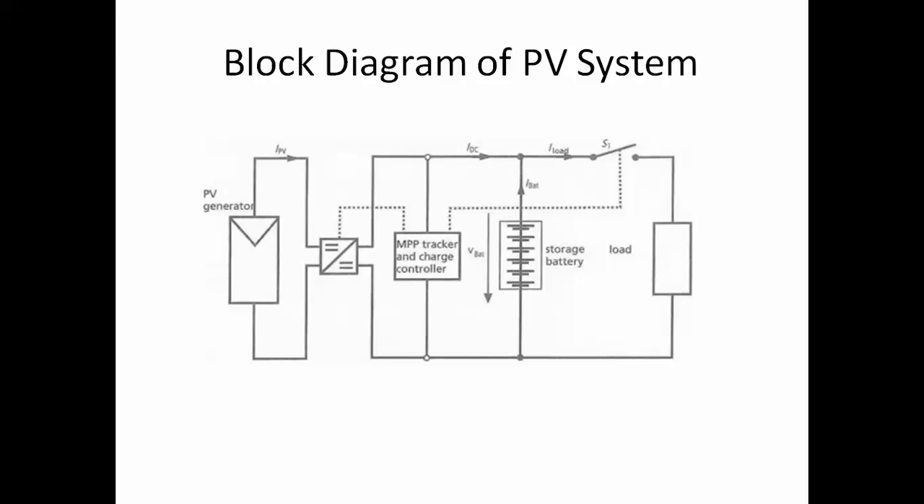So this is a block diagram of a PV system. This is a PV panel, and this is a boost converter, a DC to DC converter, with the maximum power point tracker and charge controller circuit, which gives the control signals to this buck or boost converter and this switch. When this switch is open, all the current tries to charge this battery. When the switch is closed, it will feed the current to the load. So the load current will be available from this as well as from this battery.